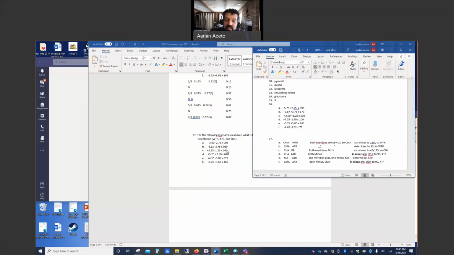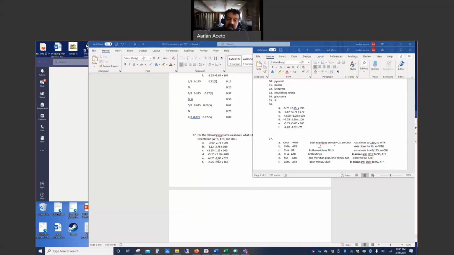Well, this one's a pretty close one. It's easy. 45, well, that's oblique. But this one, it's axis 10, and you would almost think it's with the rule. But it's not, because this is in plus cyl. I have to transpose it. And when I transposed it, it was axis 100. 90 away from 10 is 100. If I'm within 30 degrees of 90, it's against the rule. Well, 100 degrees transposed into minus cyl is well within 30 degrees of 90, so it is against the rule.